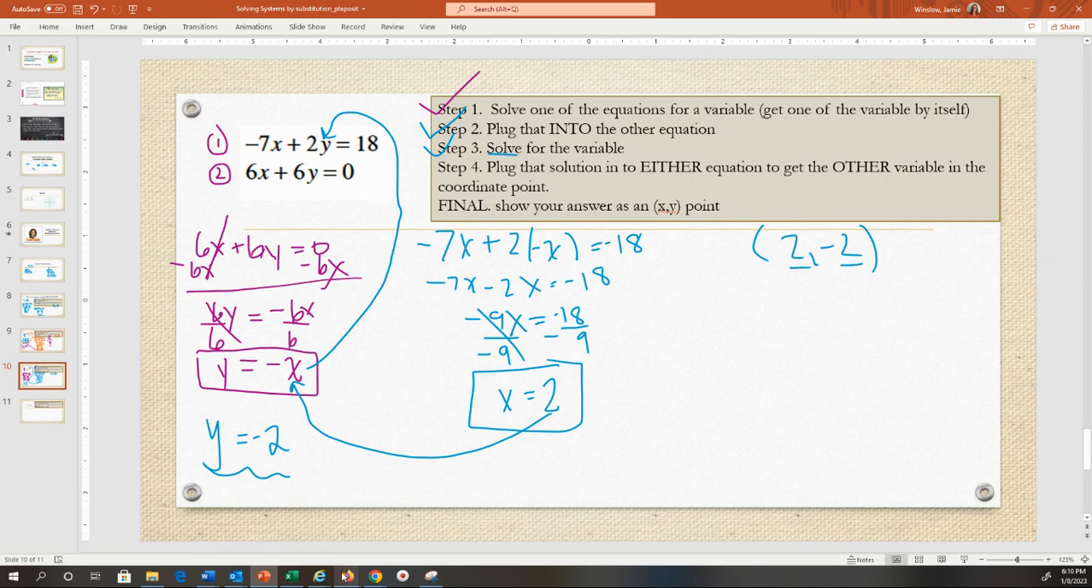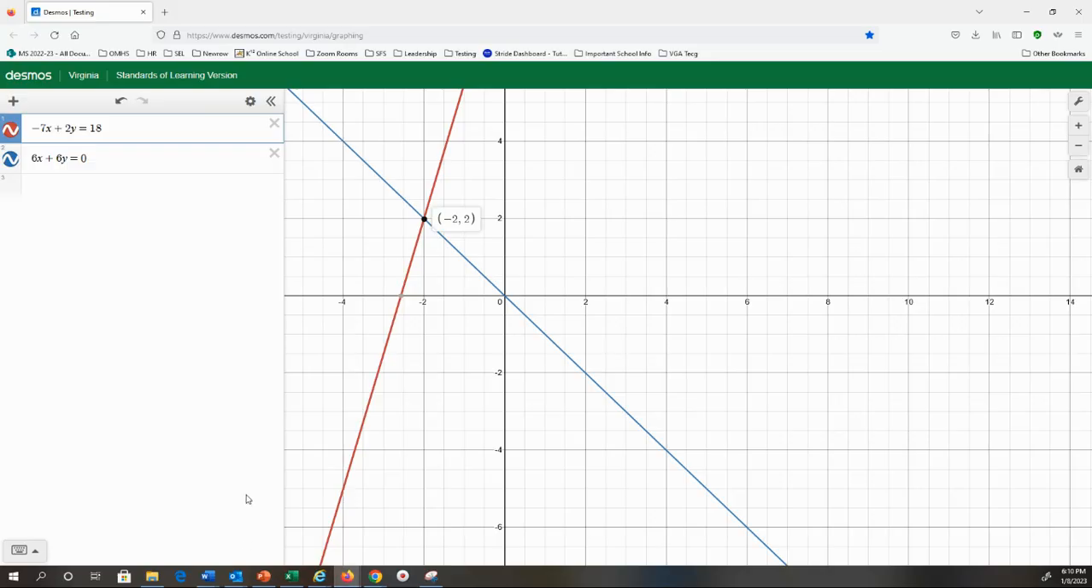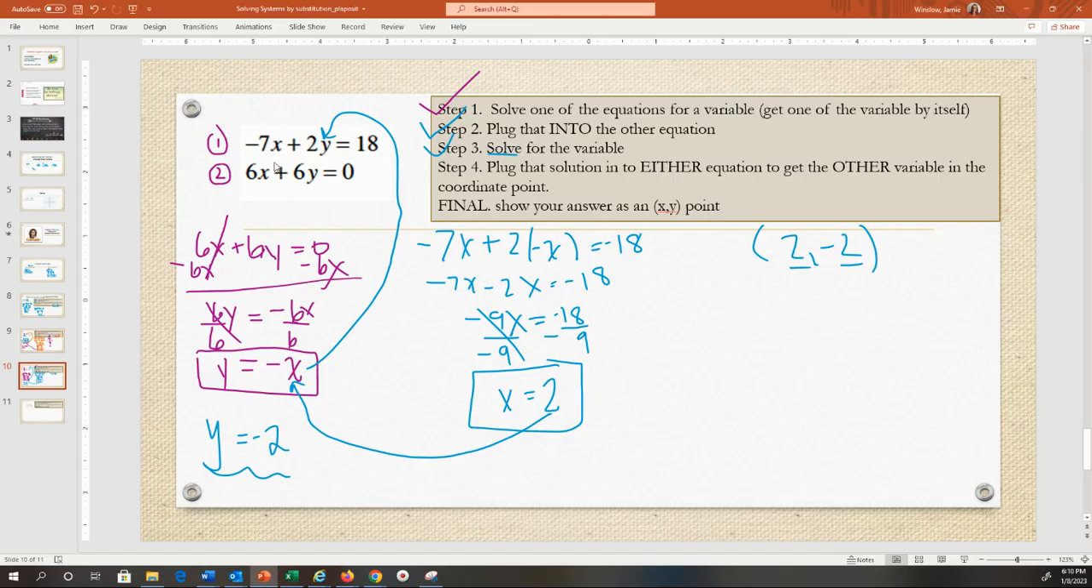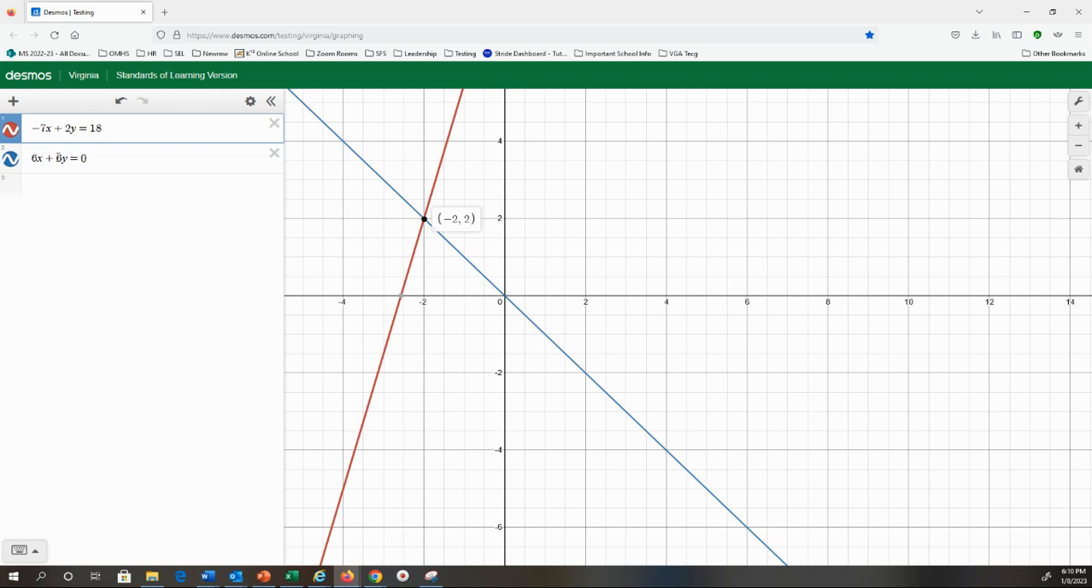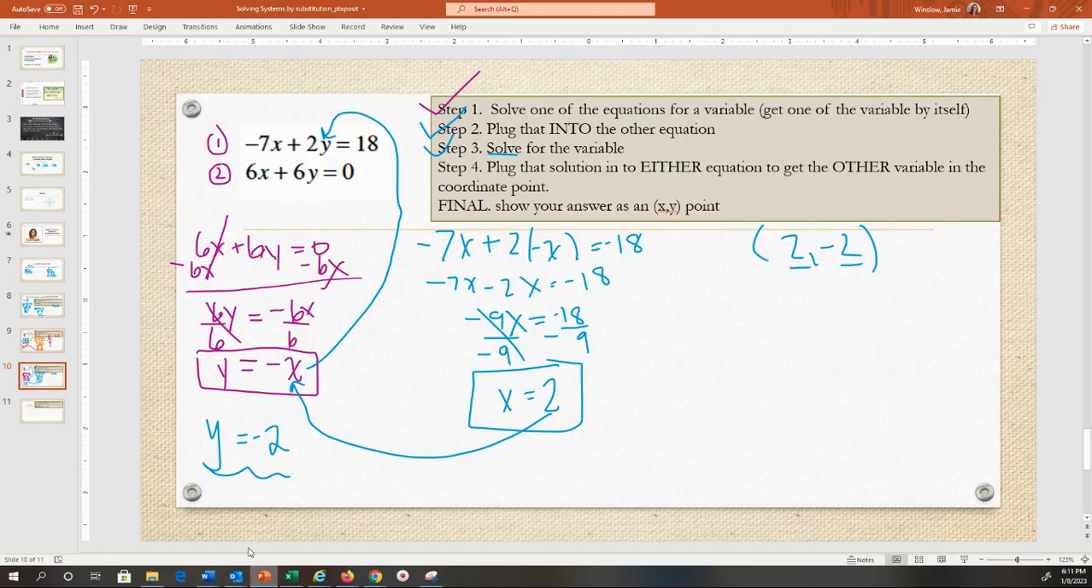Oh, look. Hold on. See, this is good. This is a great example. So negative 7x plus 2y equals 18. 6x plus 6y equals 0. So it should be negative 2, 2. So let's look and see where I went wrong. Maybe I just wrote it wrong. Let's double check our work.